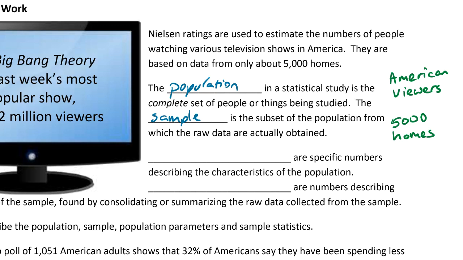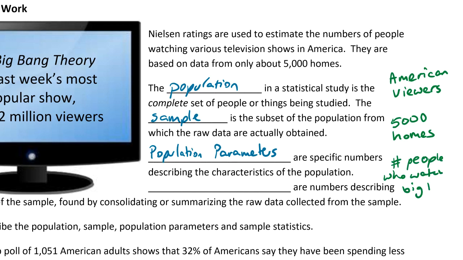Next, the population parameters are specific numbers describing the characteristics of the population. All right, so that would be like who watches a specific show. So like over there to the left, it talks about Big Bang Theory. These notes are a little bit older. So in this case, it would be, say, the number of people who watch Big Bang Theory.